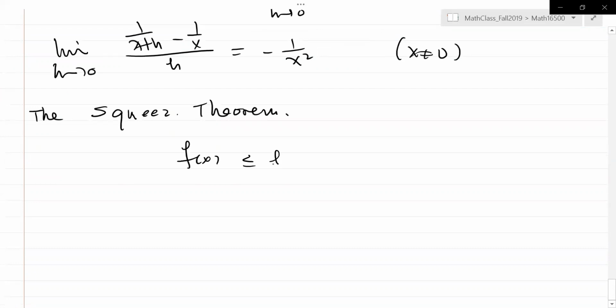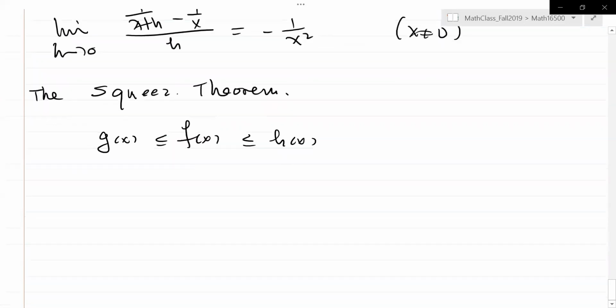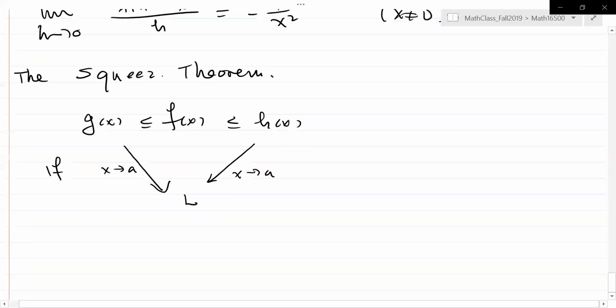Roughly speaking, if the function f of x is between two functions and both sides approach the same number L, then the one in the middle must approach that number. That's like, it's clear, right? Just like you have two friends on each side that go with you together toward the same place. And you must go to that place too. Clear, right?